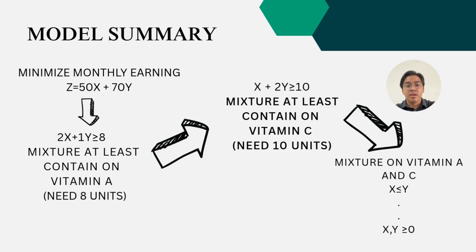Fourth is the non-negativity constraint. x and y must be greater than or equal to 0. This is standard in linear programming to ensure that we are not working with negative quantities. With these constraints, our goal is to find the values of x and y that minimize the cost z.